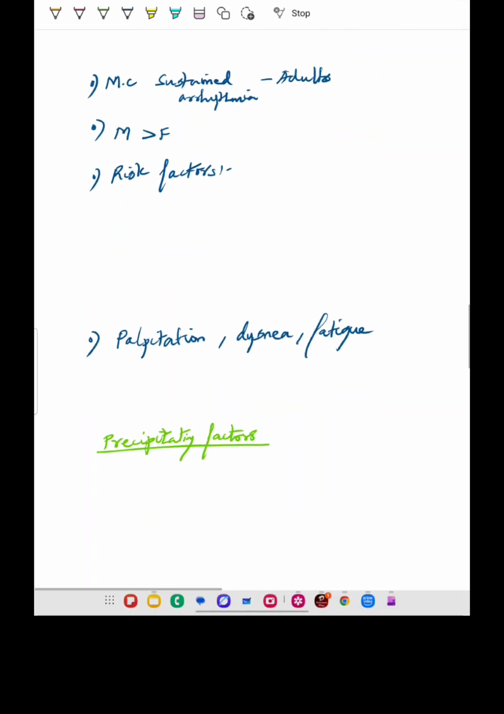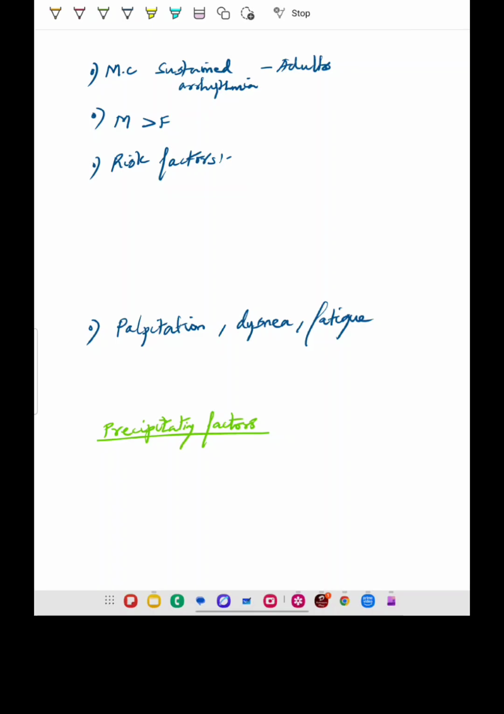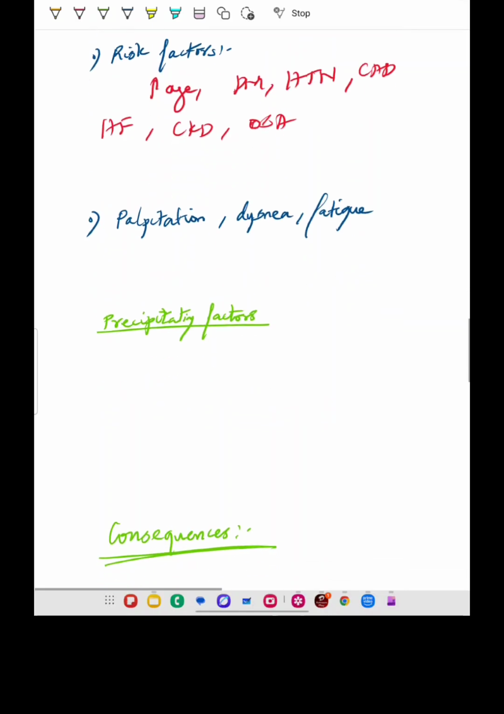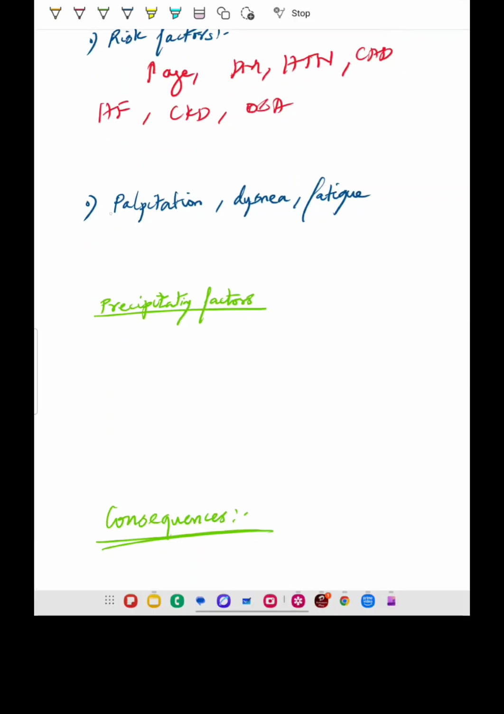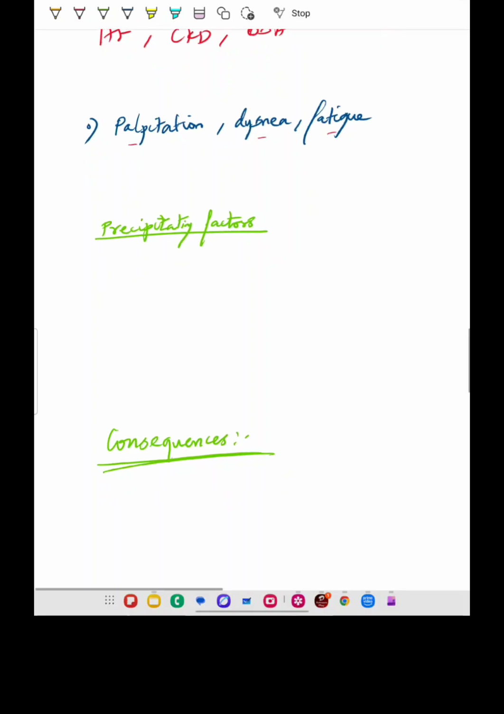So we have various risk factors like increasing age, and they should either be diabetic, or have hypertension, coronary artery disease, heart failure, CKD, or OSA. So these are the possible risk factors they might have, and symptoms they might have are palpitation, dyspnea, fatigue. They might be asymptomatic too.